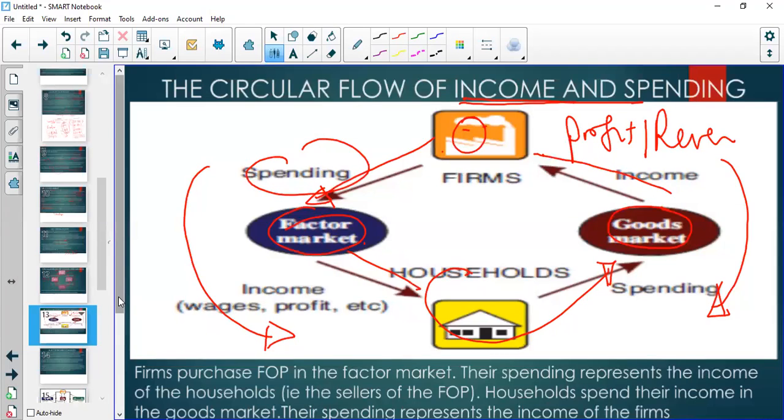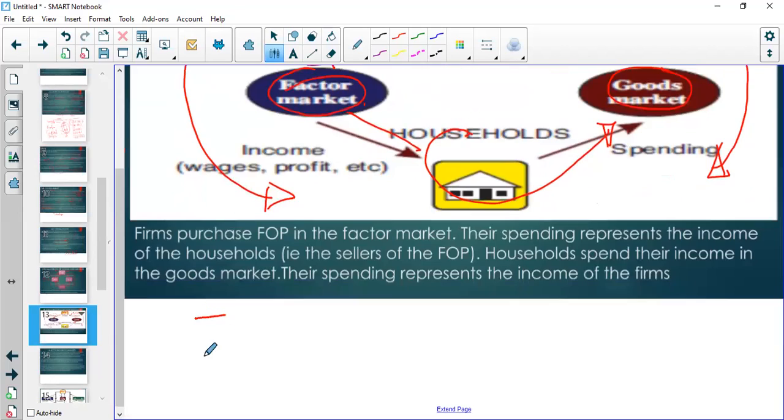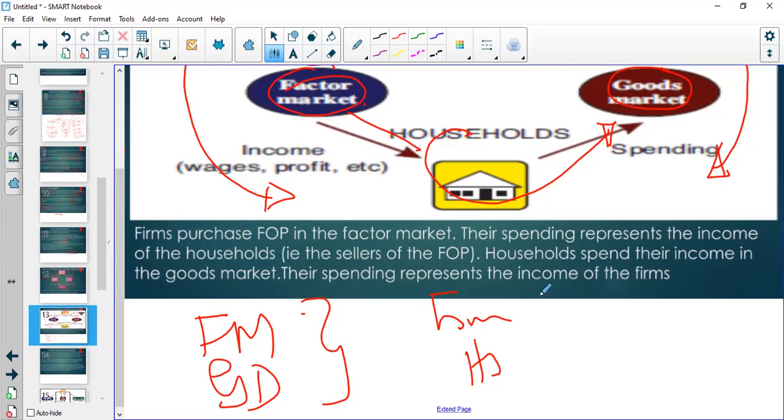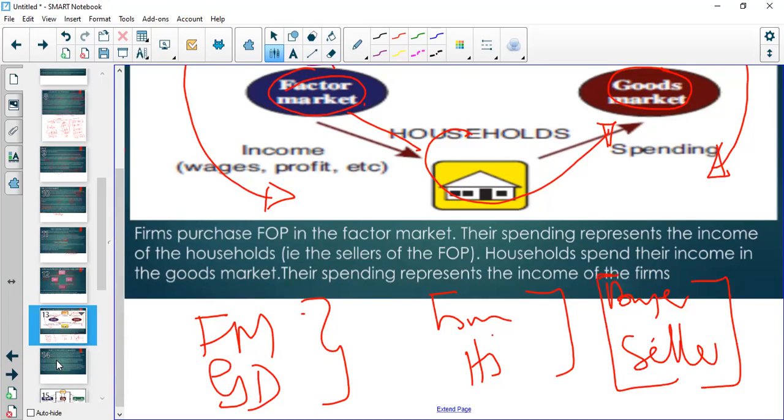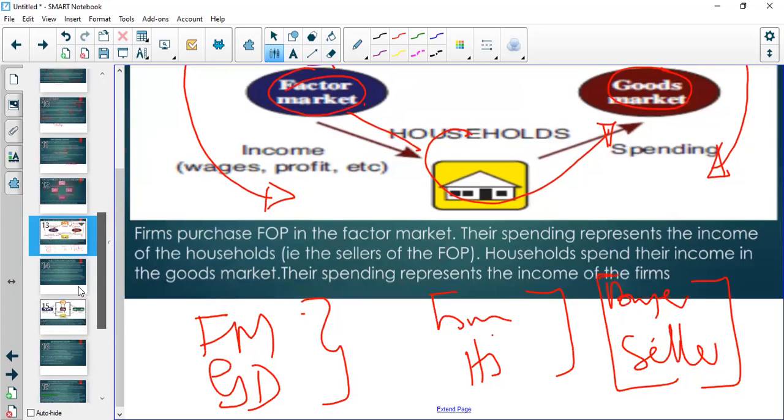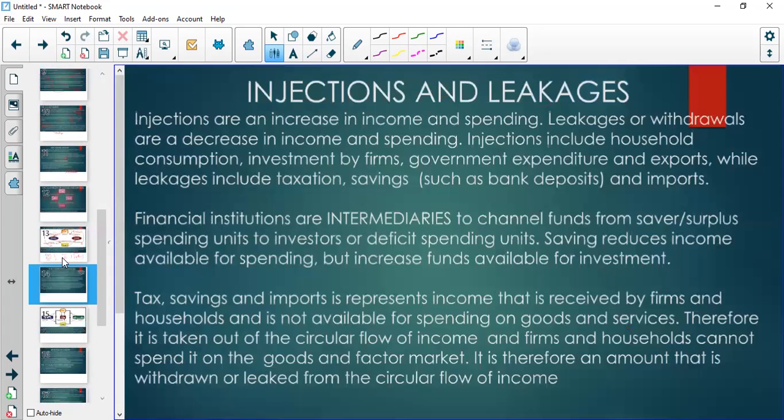So you need to know the two markets, the factor markets and the goods market, and the role of these two, the firms as well as the households: who is a buyer where, who is a seller where, what do they buy, what do they sell, what do they get. I don't think that's too hard, but you just need to be well prepared for that.